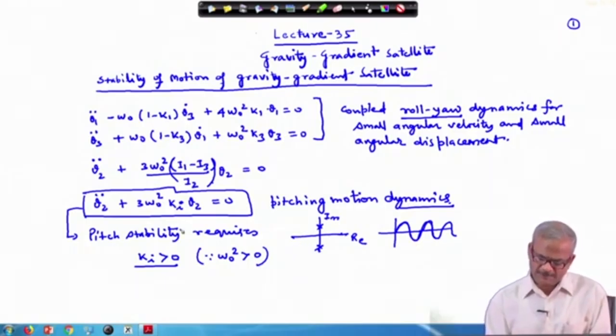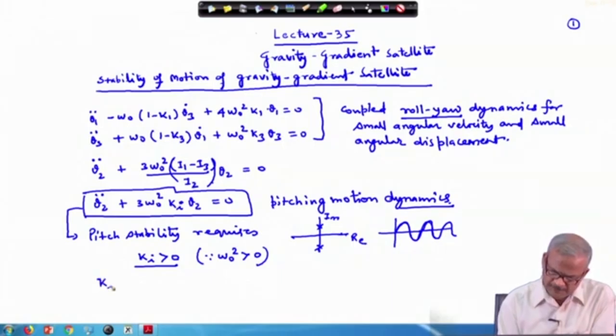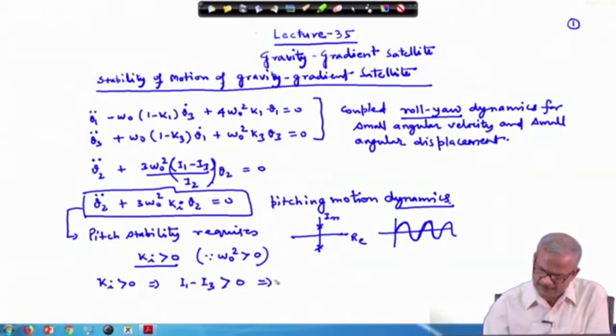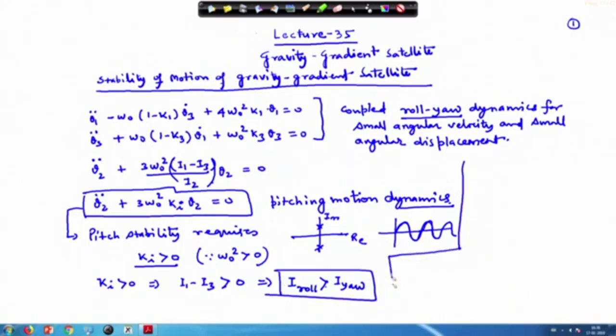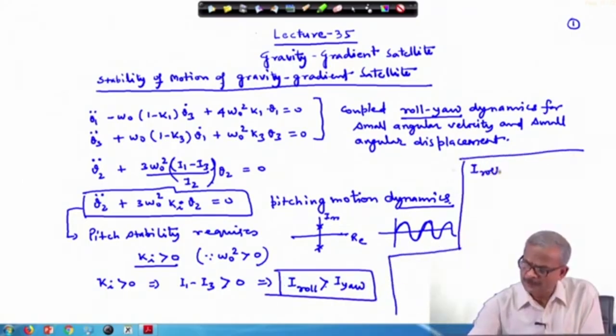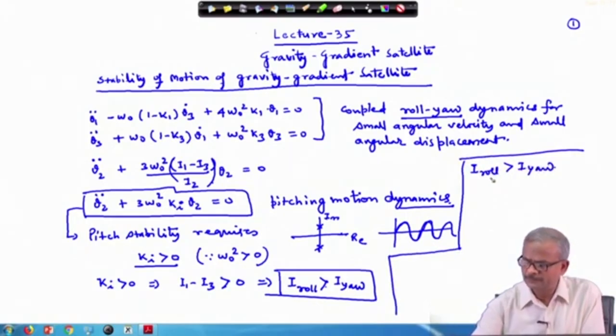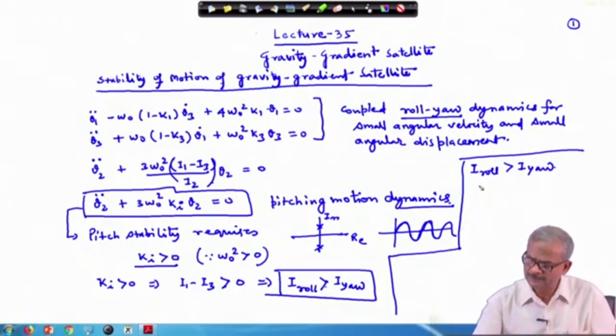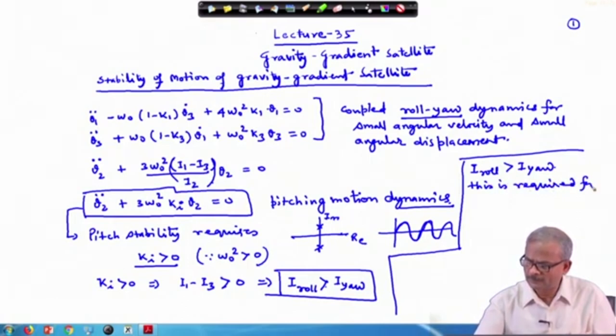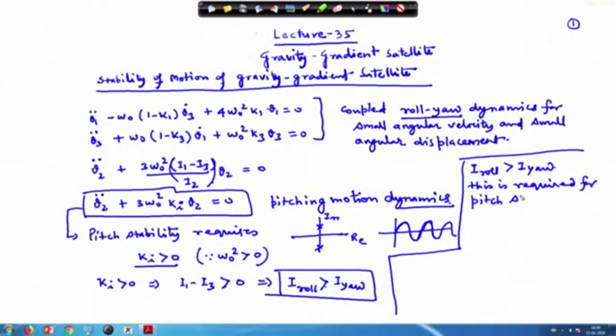Say, if I have a simple harmonic motion, the amplitude keeps varying like this. We will return to all these things later on. This also implies that k I greater than 0, which implies that I 1 minus I 3 should be greater than 0. I 1 is nothing but your I roll, as I have discussed earlier, so I roll is greater than I yaw. The moment of inertia along the roll axis should be greater than the moment of inertia along the yaw axis. This is required for pitch stability.